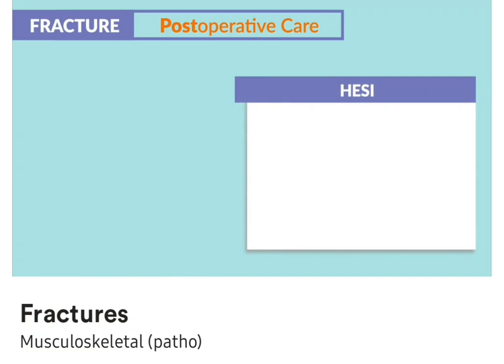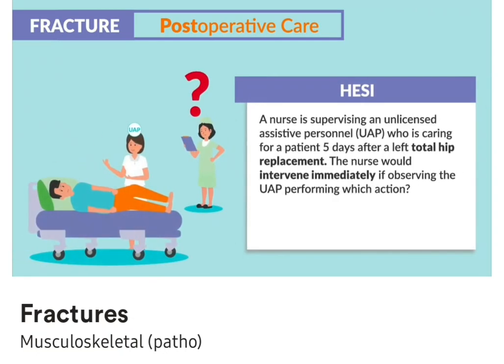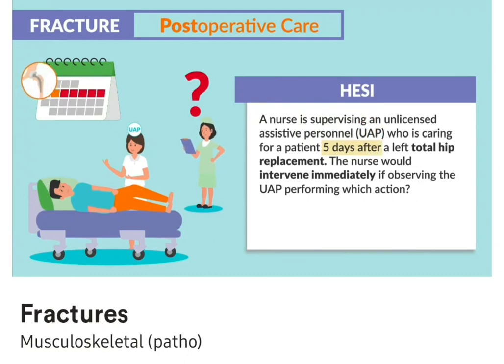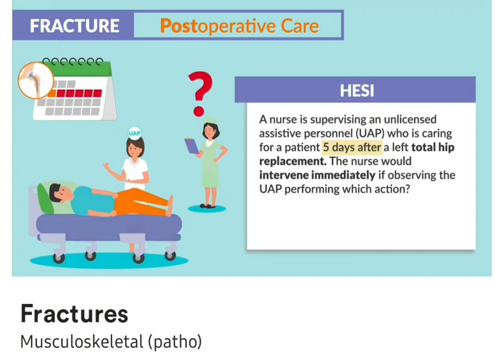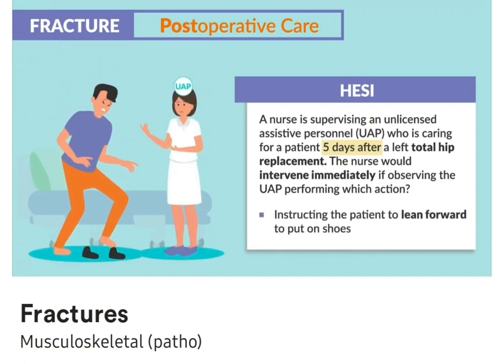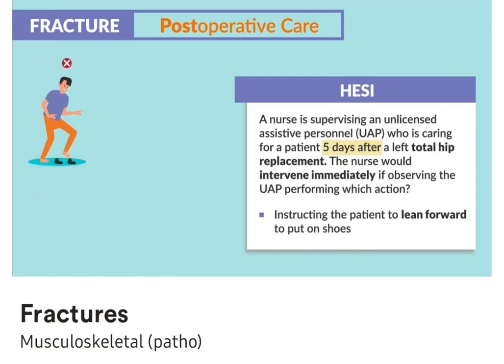And Hesse mentions, a nurse is supervising a UAP who is caring for a patient 5 days after, key term again, left total hip replacement. The nurse would intervene immediately if observing the UAP performing which action? Instructing the patient to lean forward. That's a huge key term, to put on shoes. No leaning forward, no crossing legs, and no adding those legs together.